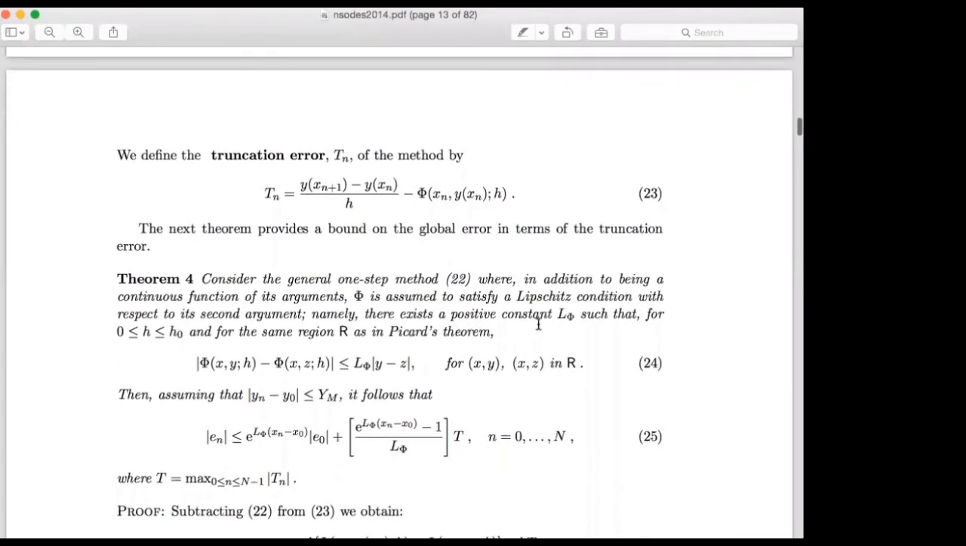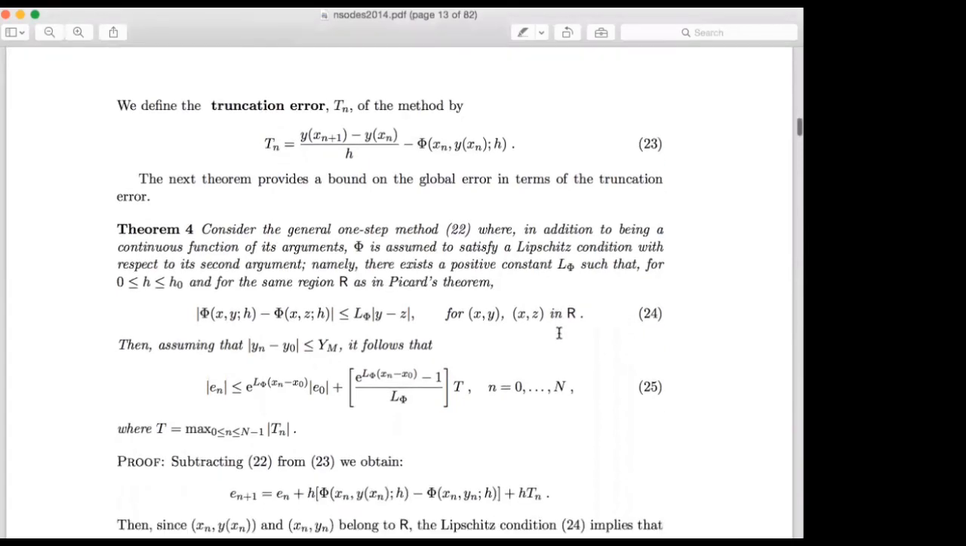We have continuity and differentiability, so there is something in between. Lipschitz continuity is stronger than continuity and weaker than differentiability. So that's why we are assuming continuity, but in the second component we are expecting more than that.